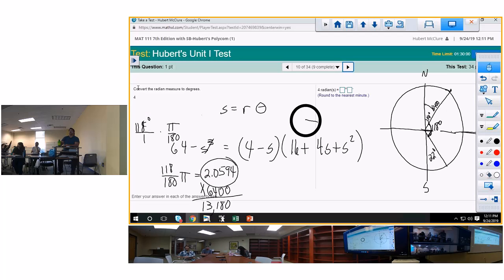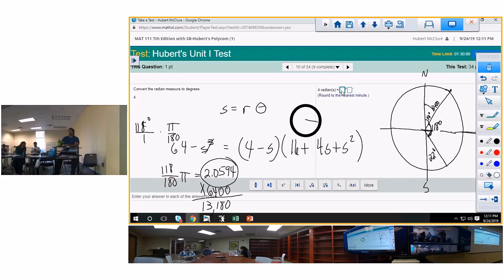Okay, convert radian measure to degrees. Oh, that one's difficult. So we're going to multiply this by what? Well, technically that's 4 pi or something pi. So we're going to multiply by 180 over what? Pi. So take 4 and multiply by 180 over pi. And then you're going to have to change it to degrees, minutes, and seconds. So I'm going to let y'all do that.